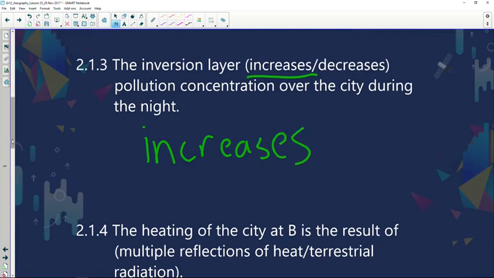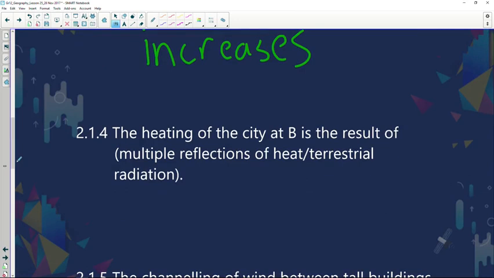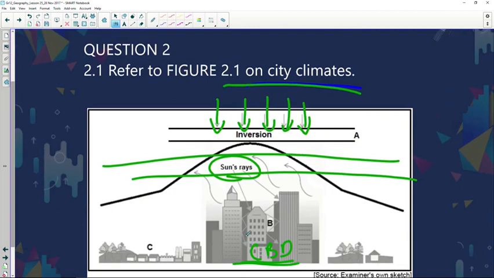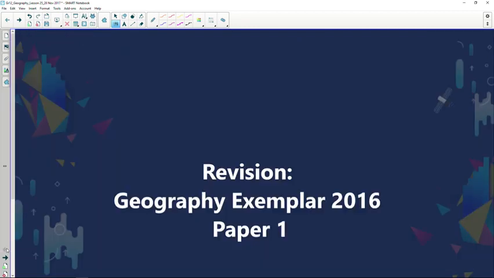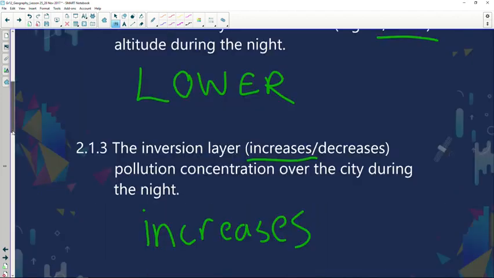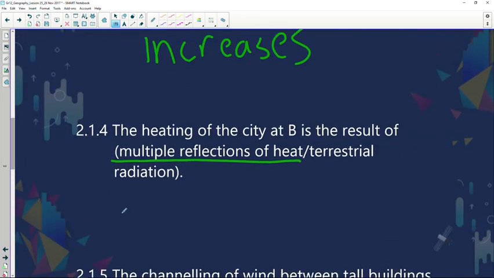Now 2.1.4: the heating of the city at B is the result of multiple reflections of heat or terrestrial radiation. If you look at the diagram, you will see that there are multiple reflections taking place, incoming solar radiation bouncing off the buildings because of the type of surface, as you can see over there. So that will be the correct answer. Terrestrial radiation is the earth cooling down, and it can only absorb so much. So the correct answer will be multiple reflections of heat.